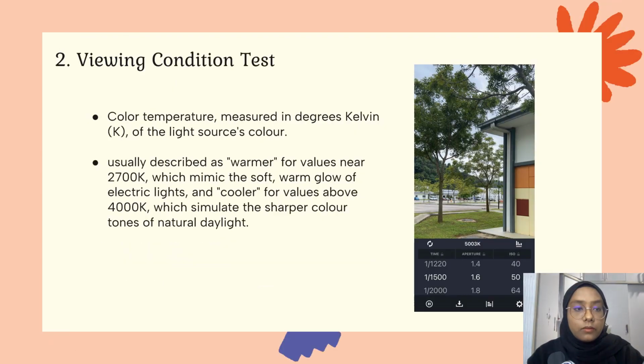Next, for the viewing condition test, the color temperature must be measured in degrees Kelvin of the light source's color, usually described as warmer for values near 2700 K, which mimic the soft, warm glow of electric light, and cooler for values above 4000 K, which simulate the sharpened color tones of natural daylight.